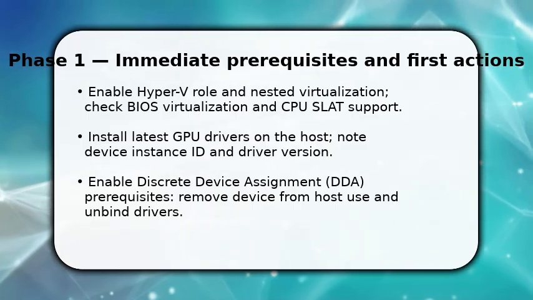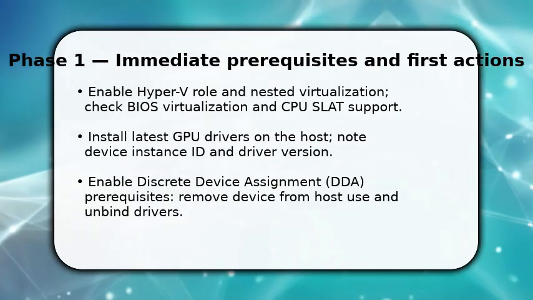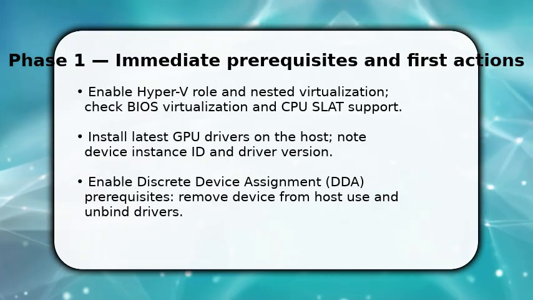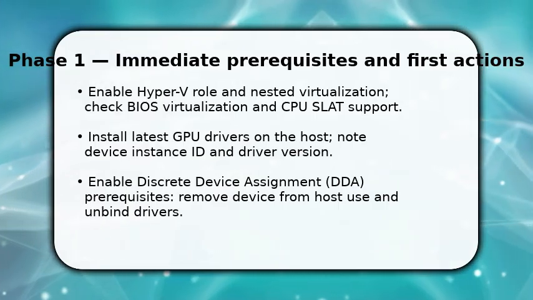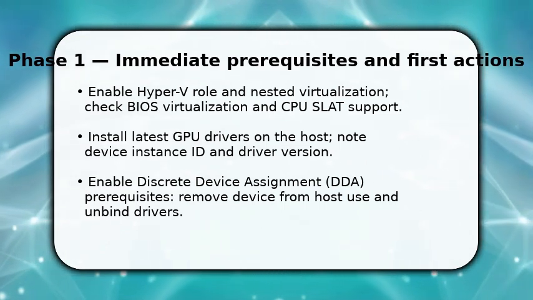Next, prepare for discrete device assignment. Place the GPU into DDA mode by unbinding host drivers and disabling any host display usage. This frees the device for exclusive VM assignment. Make sure to reboot if required. Then verify the GPU no longer shows up on the host.